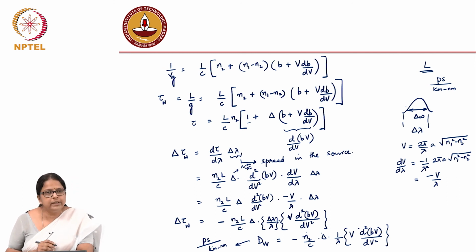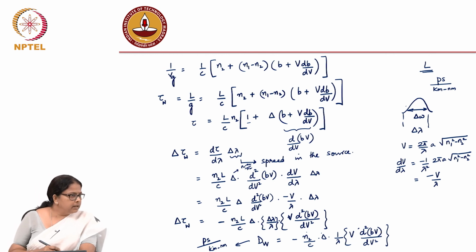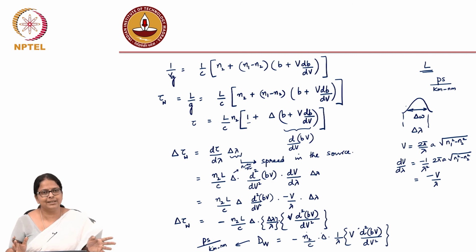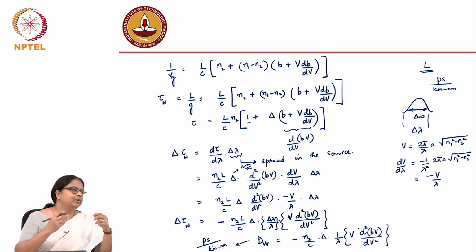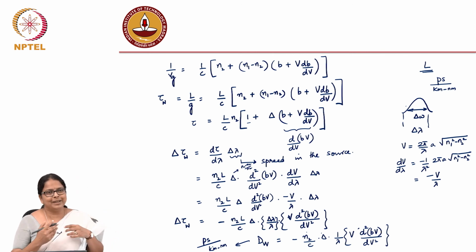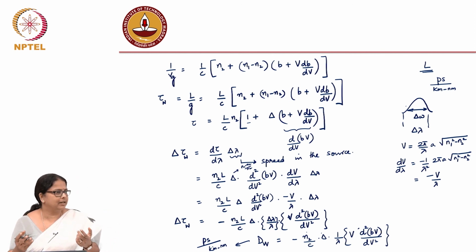These are typical units in which, of course, you can write it in second per meter square also, but the typical units that are referred to in data sheets is this, because the orders of magnitude of delta lambda we are talking about is in nanometers, orders of magnitude for lengths are in kilometers, and the orders of dispersion are in picoseconds.